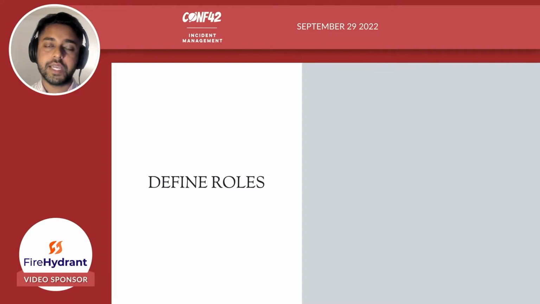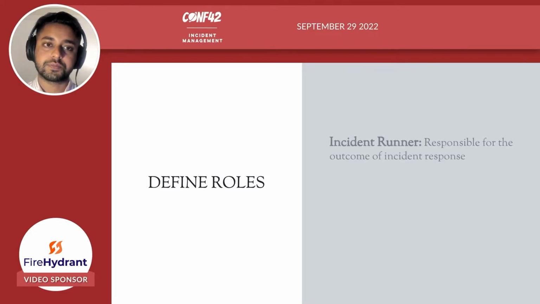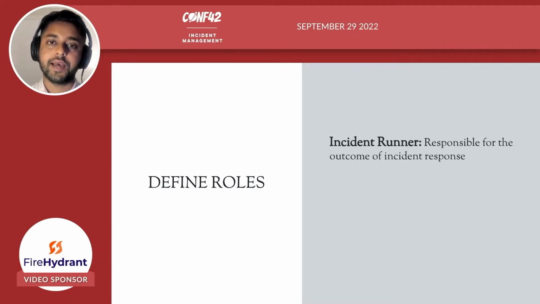Next, we need to define and assign some critical roles. So the first one we have here is the incident runner. And this person is responsible for the outcome of the incident response. That means they're responsible for helping drive this incident to a resolution. This may involve communication with the various folks involved in the investigation, escalating to other teams or other folks on the team, and actually supporting the investigation and the debugging process.